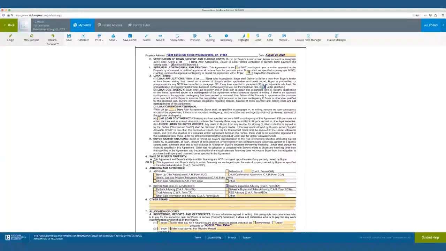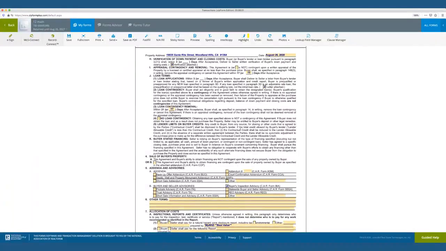Now, loan contingency, ask your lender how many days. So let's say they can approve the loan in 17 days. So then there's also a place to remove it. Number 5 here is really important.